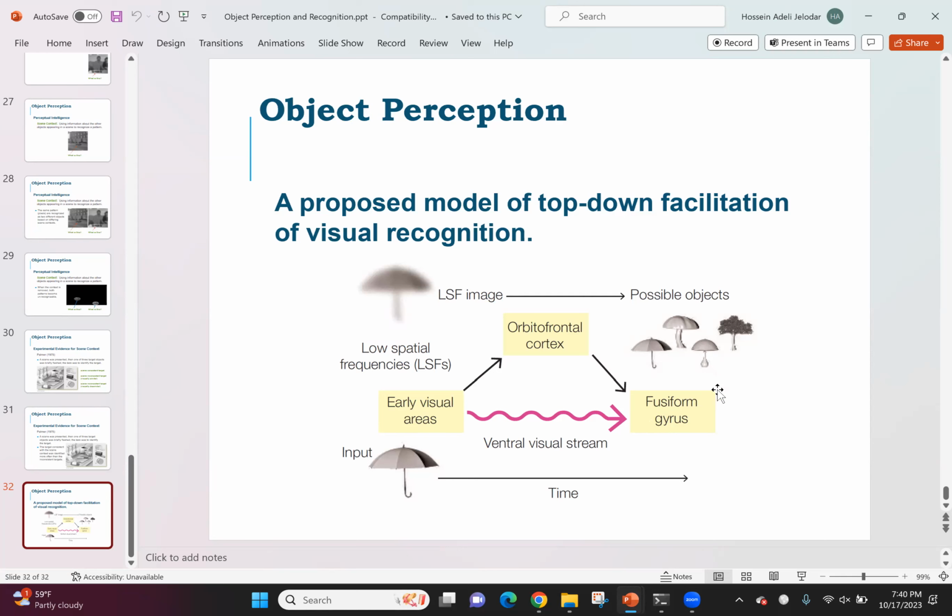However, you could have another pathway that is much slower. This is not as fast as the direct pathway that you have in the ventral stream, which we saw examples of when you were able to quickly recognize these objects flashing one after another. That pathway is really fast. But you could also have a low spatial frequency pathway. So, spatial frequency.